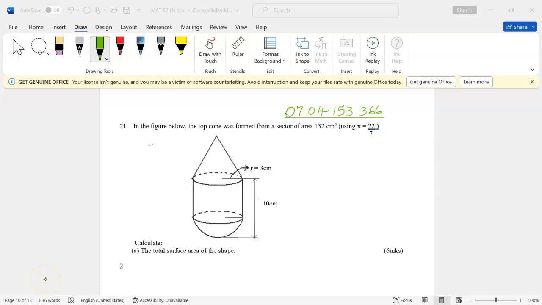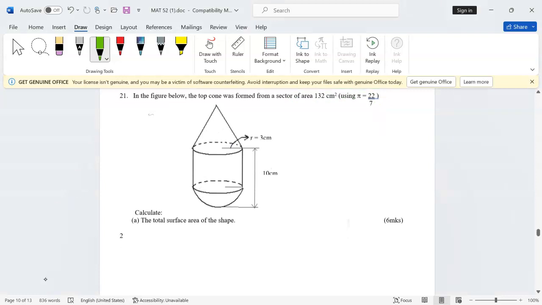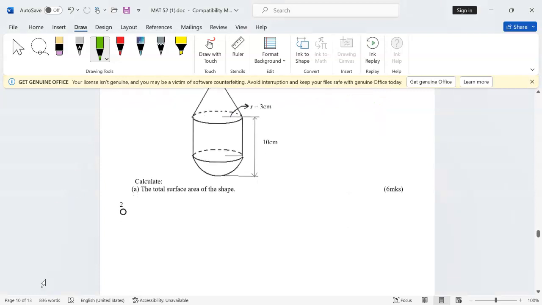We're going to look at volumes and surface area of solids. Number 21: in the figure below, the top cone was formed from a sector of area 132 square centimeters, using pi as 22 over 7. Calculate part A, the surface area of the shape.